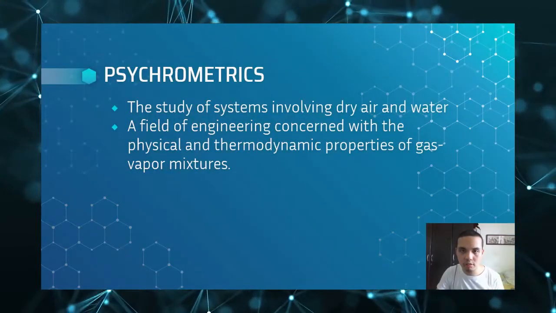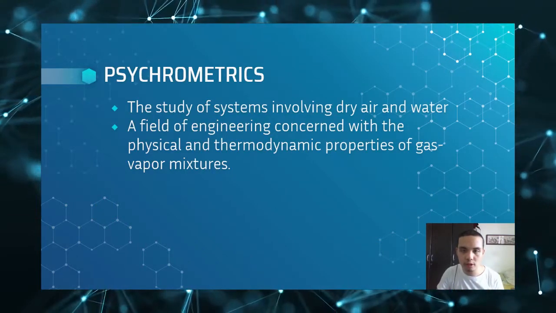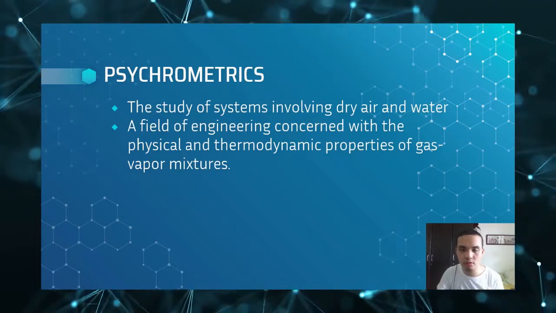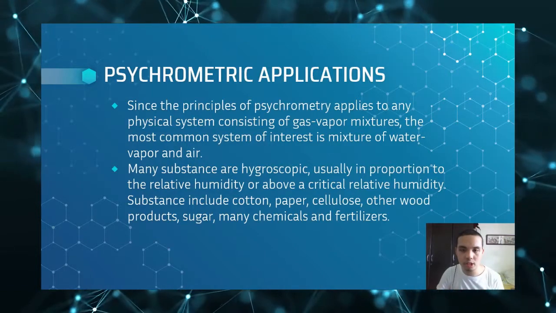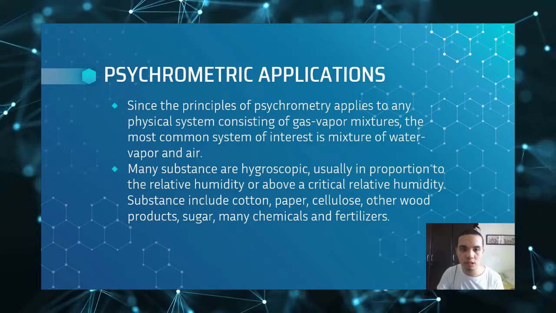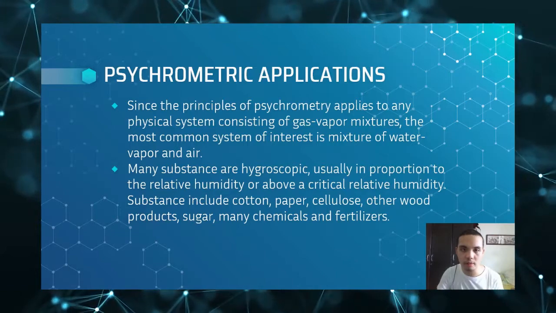Psychrometrics is a study of systems involving dry air and water. It is a field of engineering concerned with the physical and thermodynamic properties of gas-vapor mixtures. Since the principles of psychrometry apply to any physical system consisting of gas-vapor mixtures, the most common system of interest is a mixture of water vapor and air.